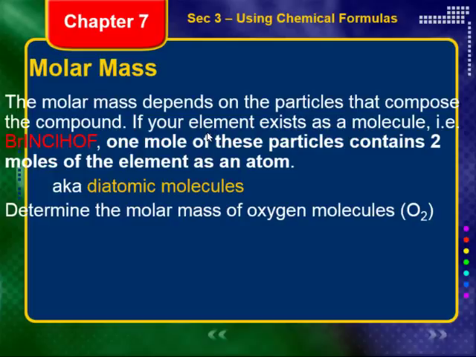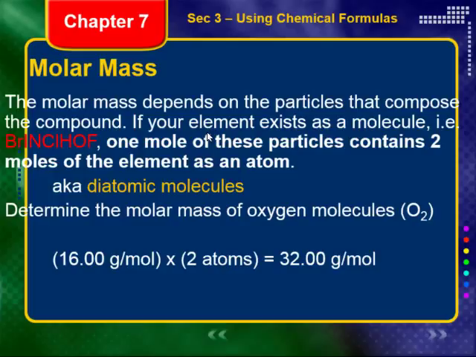So let's practice what this looks like. Determine the molar mass of oxygen molecules. When I say a molecule of oxygen, that means O2 because it's Brinkelhoff. That O in there is oxygen. It takes 2 atoms of oxygen to make 1 molecule of oxygen. So I'll take the molar mass of oxygen, which is 16.00 grams per mole. Again, I'm talking about molar mass, so I'm using grams per mole. I know that it's diatomic, so I need to multiply that by 2. And so the molar mass of oxygen molecules is 32.00 grams per mole.